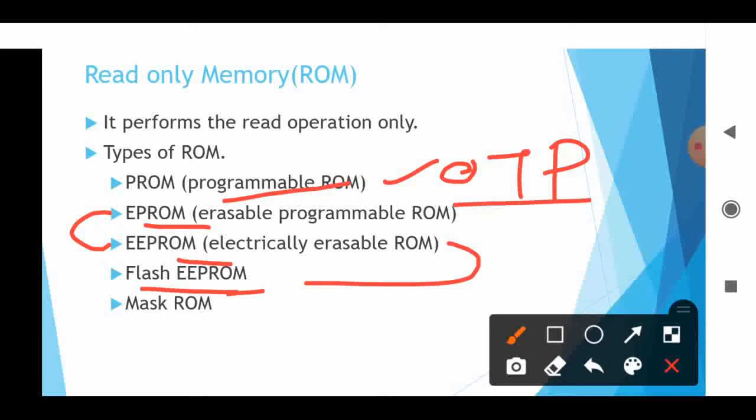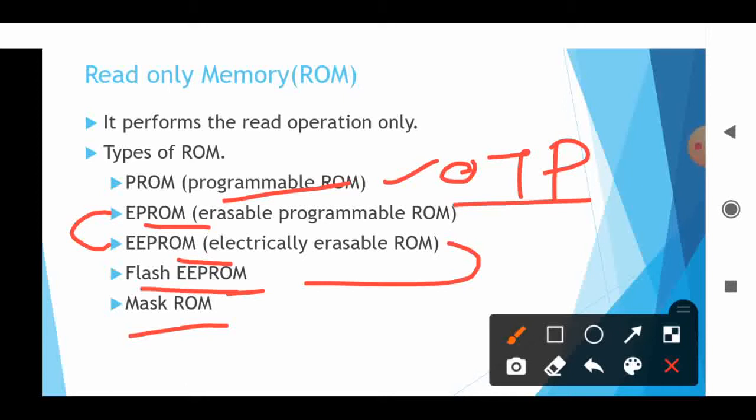Okay, the mask ROM is another kind of ROM. Its contents and programs are controlled by the IC manufacturer, not by a user. So what is meant by read-only memory? ROM only performs read operations, not writing operations. We cannot do editing in that ROM memory.